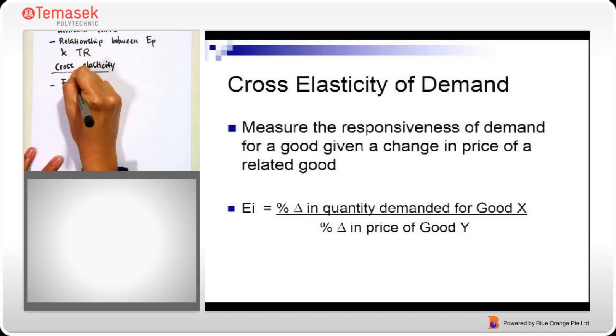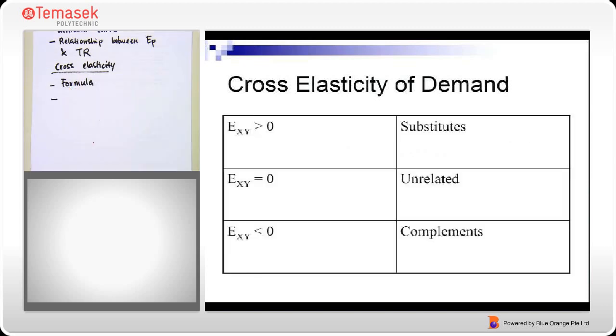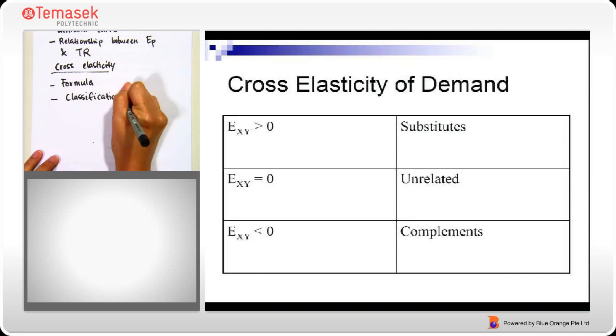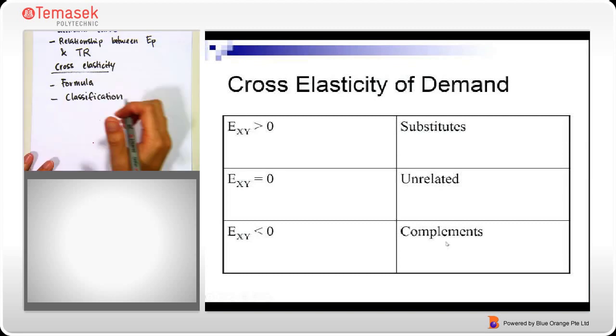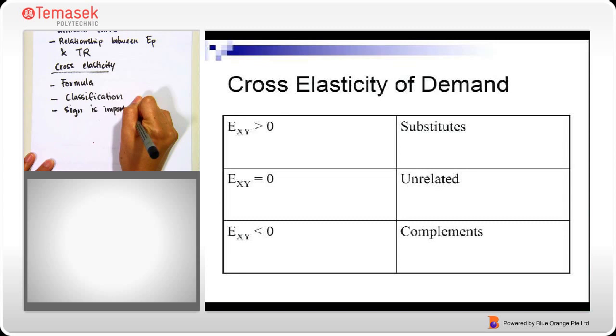you will need to know the formula, and after calculation, you should be able to classify. There are only 2 classifications: substitutes and complements. In this case, the sign is important, because positive or negative will determine if the 2 goods are substitutes or complements.